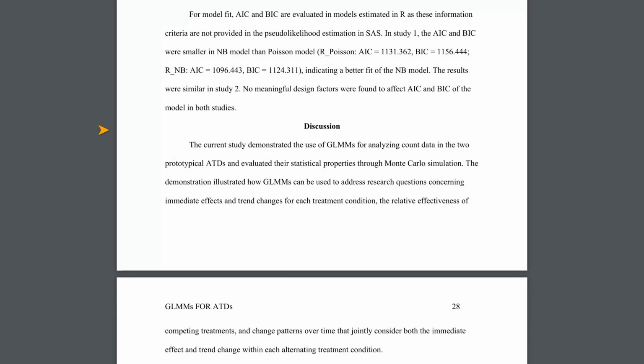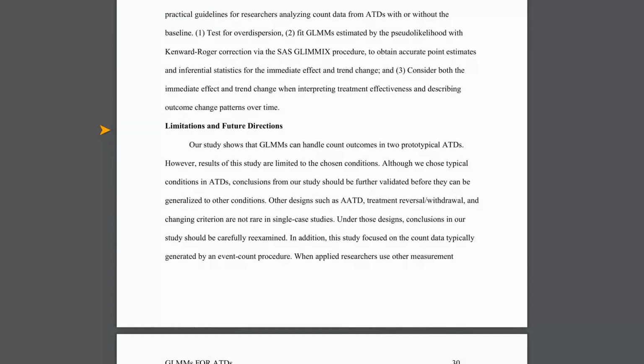The researchers also emphasize the importance of design-comparable effect sizes. They introduced the concept of within-case incidence rate ratio, or WC-IRR, as a way to quantify effects that can be compared across different single-case studies. They also discuss the need for future work to develop between-case incidence rate ratios for ATDs, so findings can be more easily synthesized in meta-analyses. This is crucial for building a strong evidence base for effective interventions.